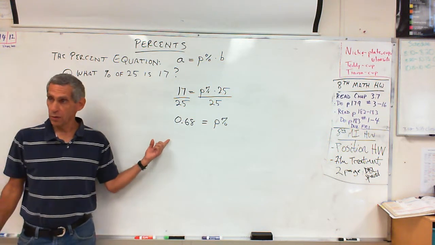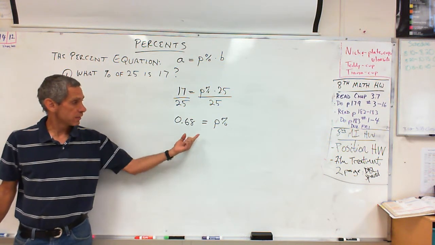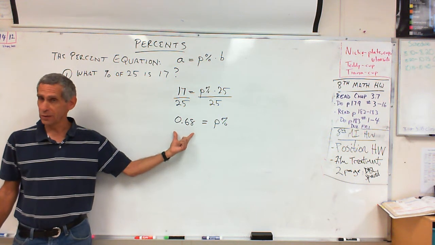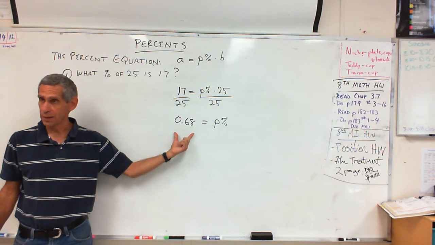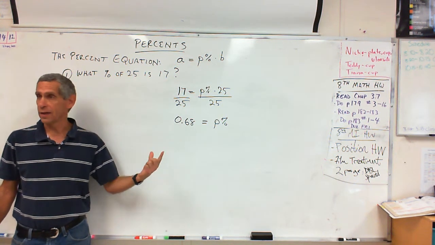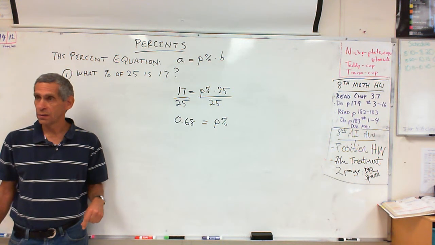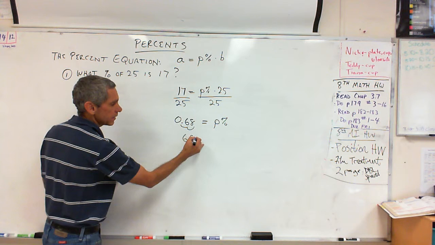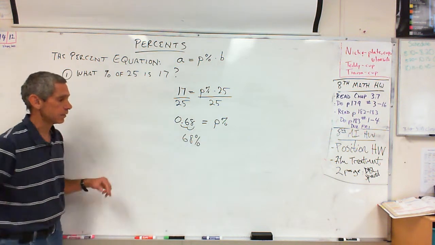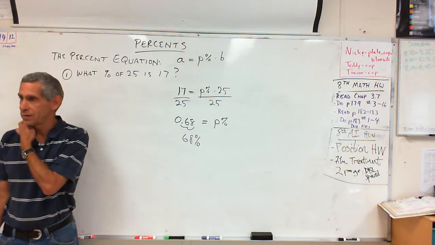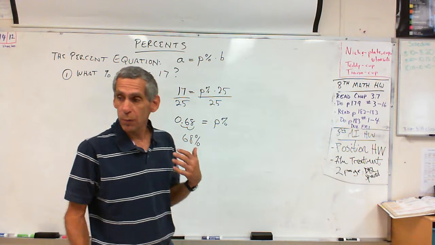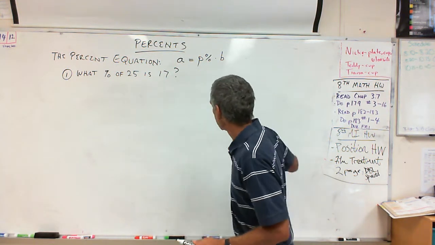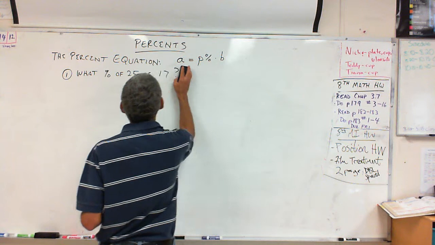Now the only thing is, I want this to be written in percent. It's actually written right now in decimal, right? And so, how would I change that, Merritt? Move the decimal over to the right. Right. So it's going to be 68%. Exactly. That's so easy, right? So this works so easily. So that was that one.